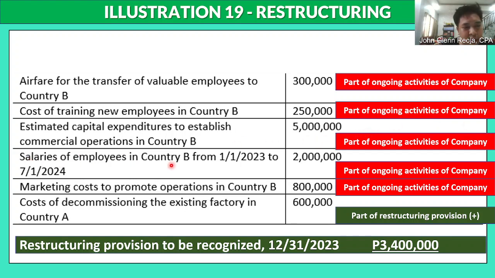Salaries of employees in country B from July 1, 2023 to July 1, 2024. So, debit lang tayo ng salaries expense, credit ng salaries payable, nothing special. Kasi ongoing activities yan. Marketing costs, malamang, part siya sa ongoing activities. While yung this one, cost of decommissioning the existing factory in country A. So, that is part of our restructuring.